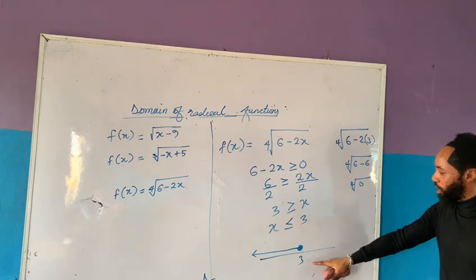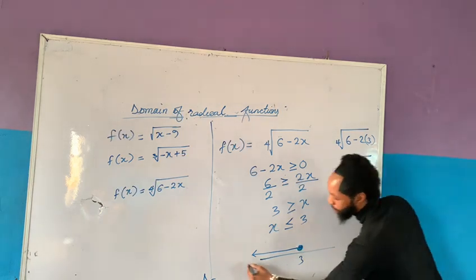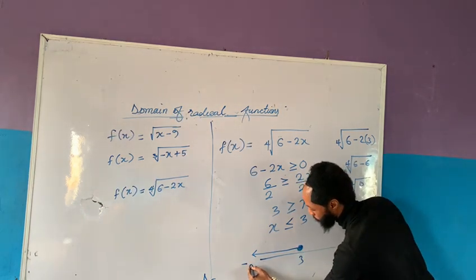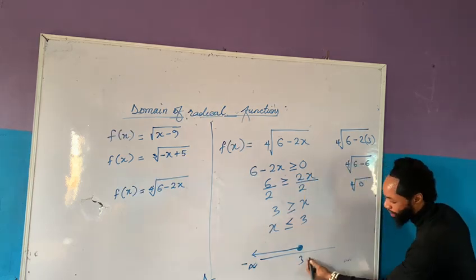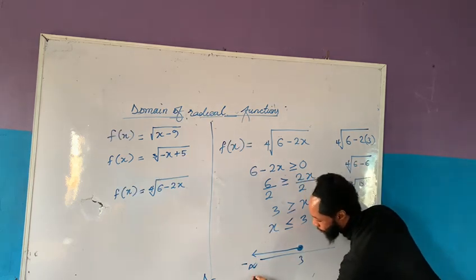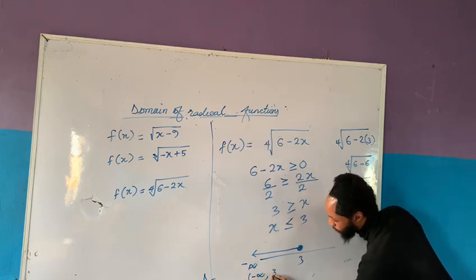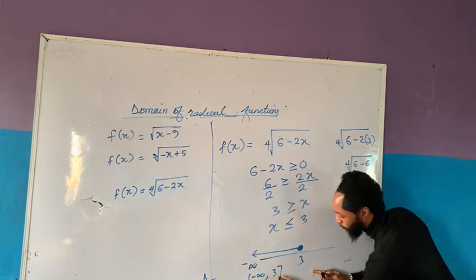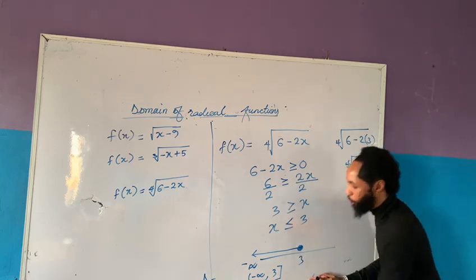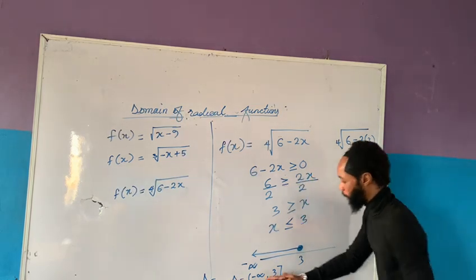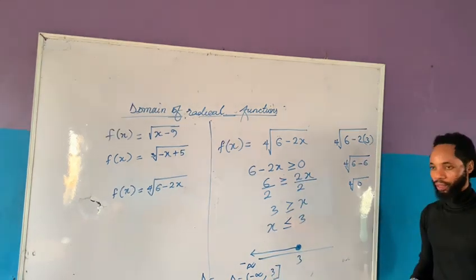So for this case, let's use the interval notation. These are negative infinity. We don't have any business here. So we're going to start from negative infinity down towards 3. 3 is inclusive, so put it like this. So this is our domain. From negative infinity down to 3. This is our domain.